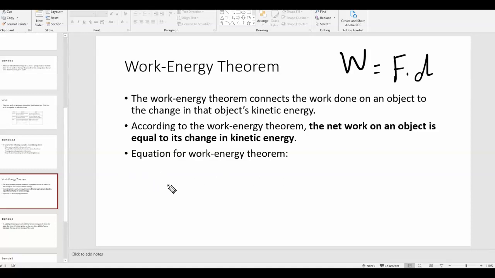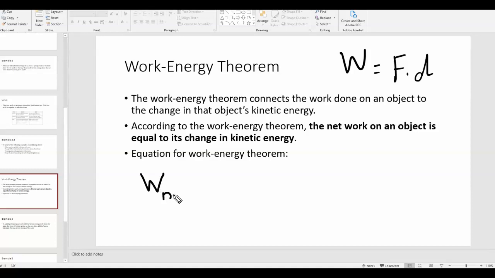Now, for the purposes of this class, we're not going to worry too much about what is meant by net work. But basically, net work is what you get when you find the work done by all the forces on an object. And in the problems we're going to be doing, the work given in the problem is equal to the net work, and so you don't really need to worry about that too much.